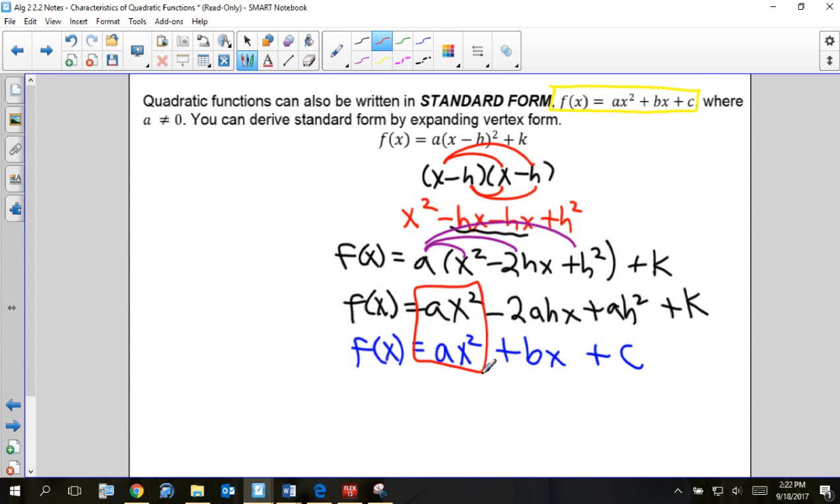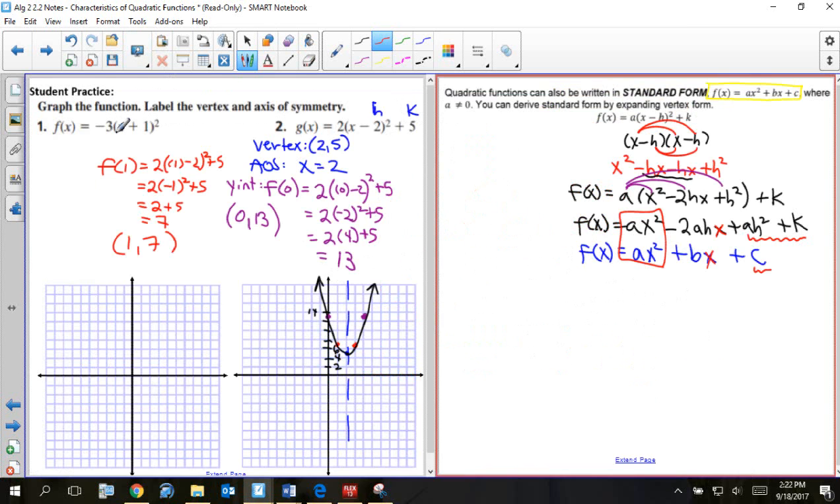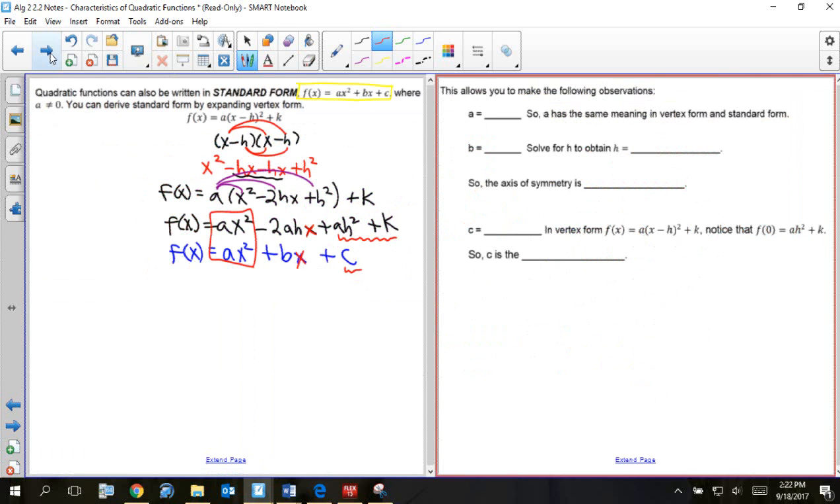The middle term, for the black one is negative 2ahx, and for the blue one is plus bx. You'll see that they both have an x. So one of them has negative 2ah, the other has b. And then the last term is this whole ah squared plus k and c. Those are the same terms. So I'm going to put dual screen here, and we're going to fill out where the blanks are. Okay.